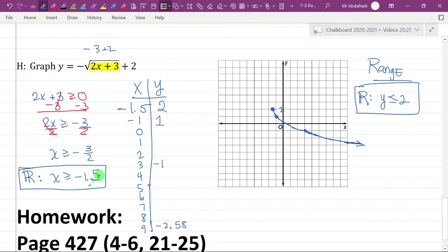You write your domain first. You make your table starting with the domain. You do the points that you can do, hopefully without a calculator, just getting whole numbers. And use those to graph. If there aren't enough of them for some reason, like in this case we only had 3 of them and we could use an extra one, then go ahead and plug in one of the other ones and do it with a decimal. It's less work if you can avoid the decimals.